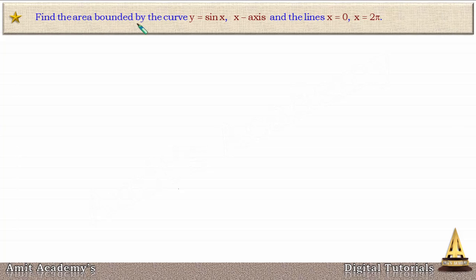Find the area bounded by the curve y is equal to sine x, x axis and the lines x is equal to 0, x is equal to 2 pi. In solution, given y is equal to sine x. Now student, the curve for sine x is like this. At this point there is 0 radian, at this point pi by 2 radian, at this point pi radian, at this point 3 pi by 2 radian, and at this point there is 2 pi radian. And we have to find area from 0 to 2 pi.